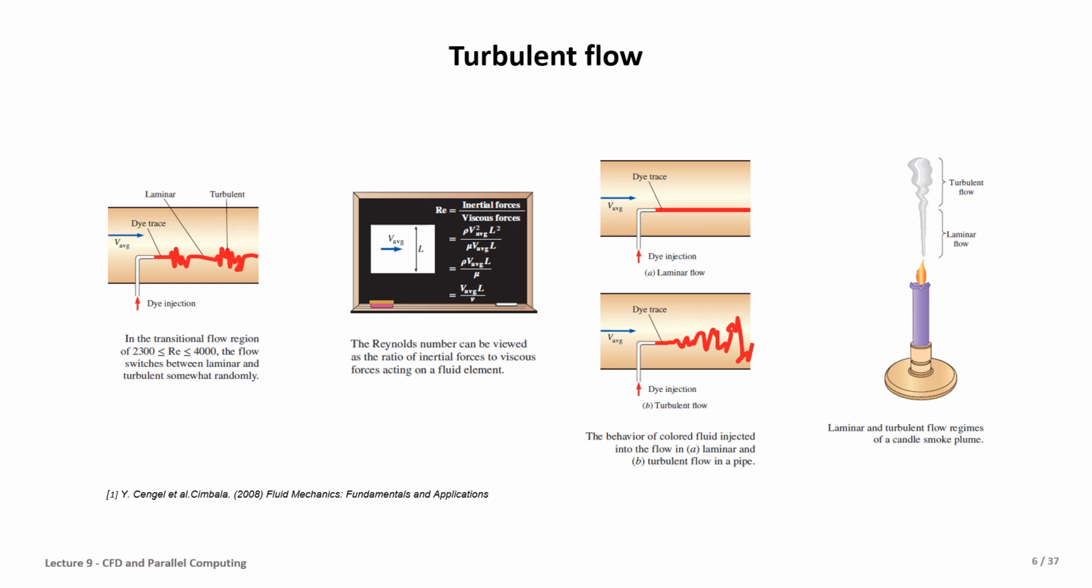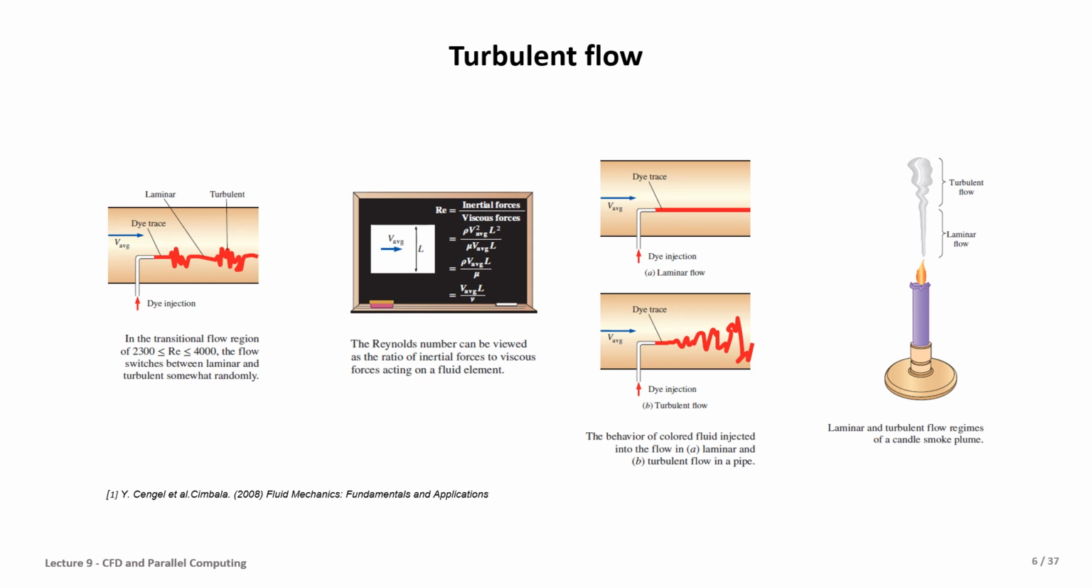In this slide, you see an example. For example, there is a dye injection. When we look at the dye trace, when it's laminar, it has a uniform structure, and when it's turbulent, it has a very fluctuating and complex structure, and we are not able to predict it, for example.